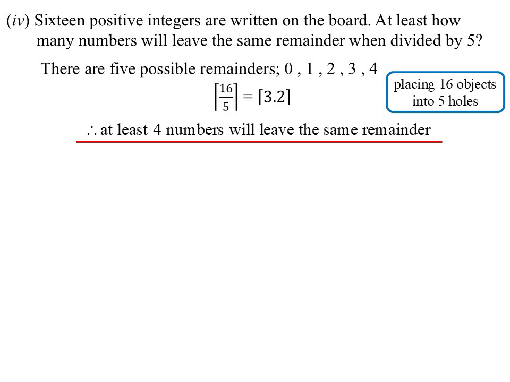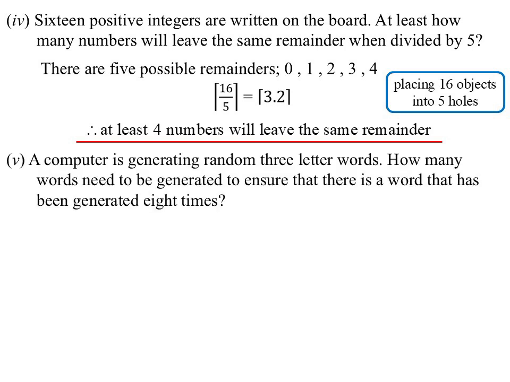Alright, we're going to generate random 3-letter words. And as far as we're concerned, any combination of 3 letters is a word. So how many words does this computer need to generate to ensure that the same word comes out 8 times? How many possible words could we have? There's 26 possibilities for each letter. So by our basic counting principle, I've got 17,576 possible words this computer could spit out.